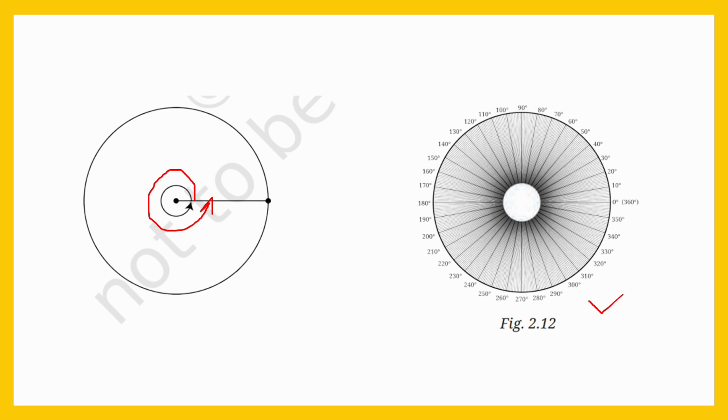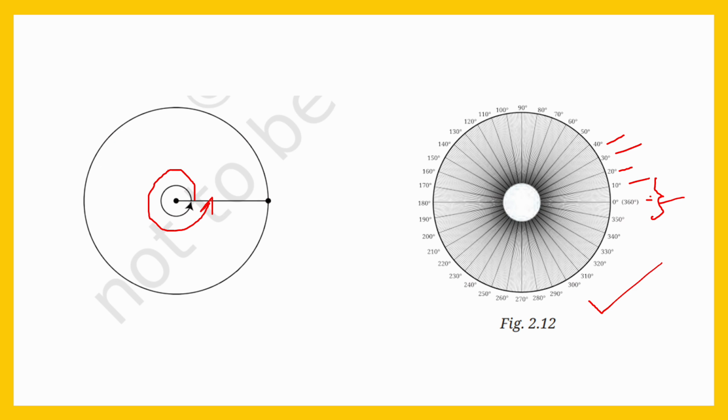See this picture. You can see 0 degree, 10 degree, 20 degree, 30 degree, 40 degree. It comes up to 360 degree. 0 degree and 360 degree are both on the same line. Between 0 degree and 10 degree, you have markings like 1 degree, 2 degree, 3 degree, 4 degree, 5 degree, 6 degree, 7 degree, 8 degree, 9 degree. All these markings we cannot show inside this picture. That's why they have shown it like this: 0 degree, 10 degree, 20 degree, etc.